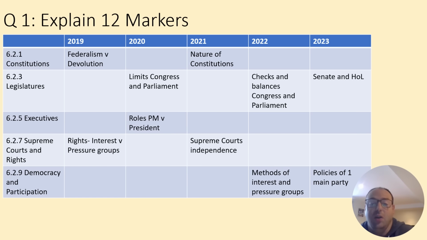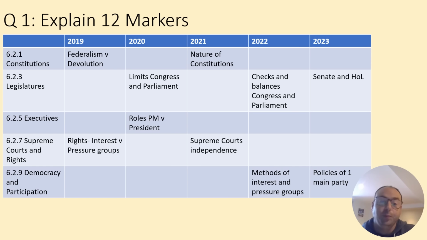Methods and interests of pressure groups in 2022 as well. And then last year we had a comparison of the Senate and the House of Lords, comparing the policies of one main party from each. So you could compare, for example, the Republicans with the Conservative Party, or the Democrats with the Labour Party. So there's a whole lot of stuff.